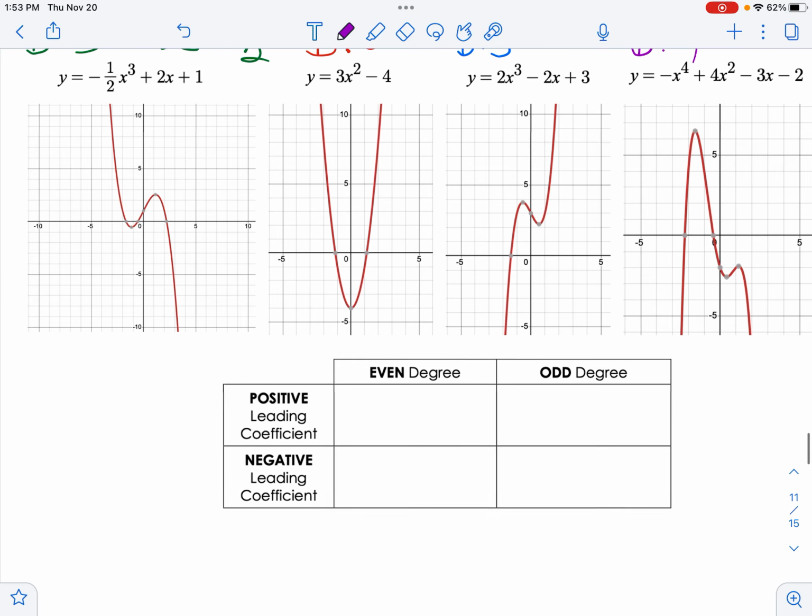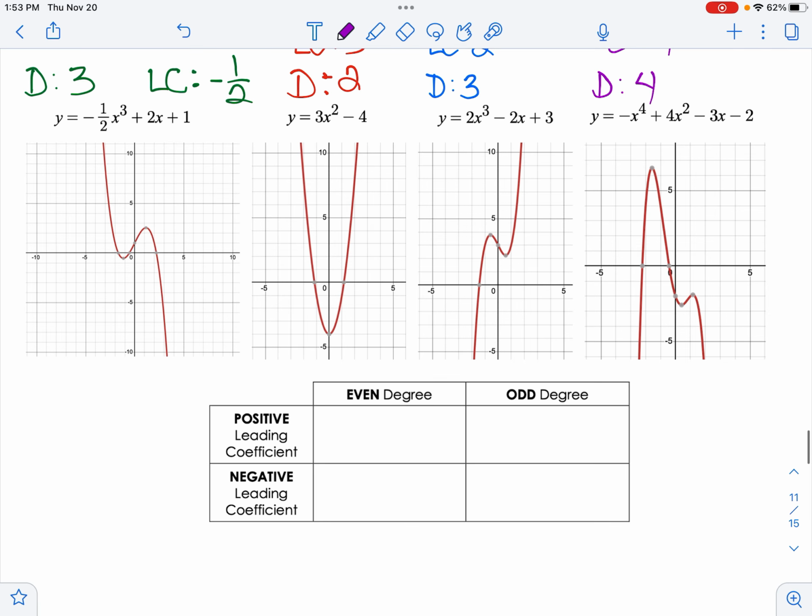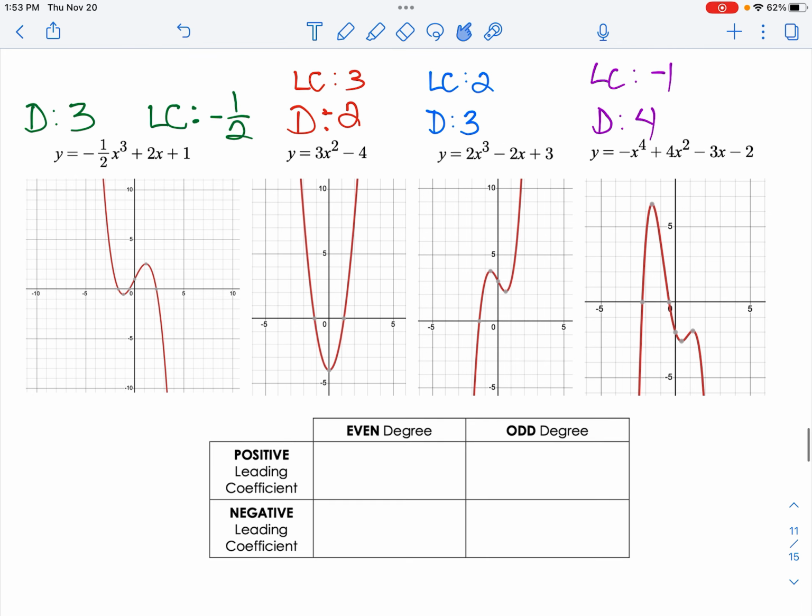All right. So now let's fill out this chart. We have all these different graphs. What do they look like? All right, positive leading coefficient and an even degree. So that would be this one right here. Even degree is 2, and then the leading coefficient is positive. What do you notice? You'll notice that on both ends it goes up. So I'm going to generalize this by saying on either end, they're both going up.